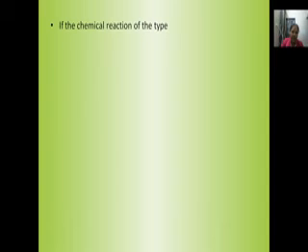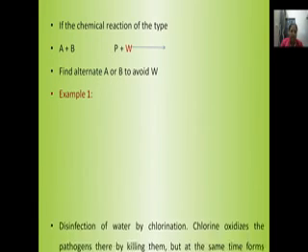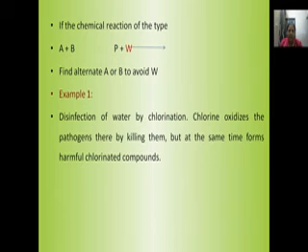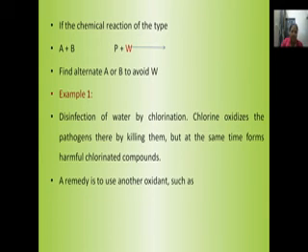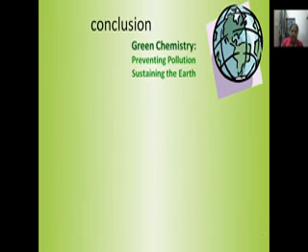If the chemical reaction is of the type A plus B gives product and waste W, find an alternate A or B to avoid W, that means waste. Example: disinfection of water by chlorination. Chlorine oxidizes the pathogens, thereby killing them, but at the same time forms harmful chlorinated compounds. A remedy is to use another oxidant such as O3 or supercritical water oxidation.